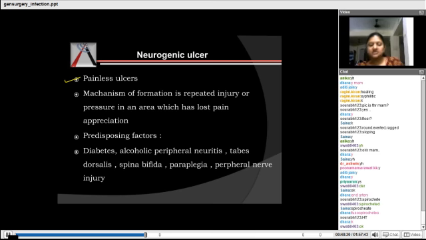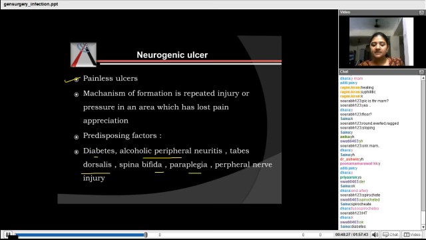Now where do you see such kind of scenario? Diabetes, alcoholic neuritis, Tabes dorsalis, spina bifida, paraplegia, or even in the peripheral nerve injury. So in these conditions, you will see a neurogenic ulcer.